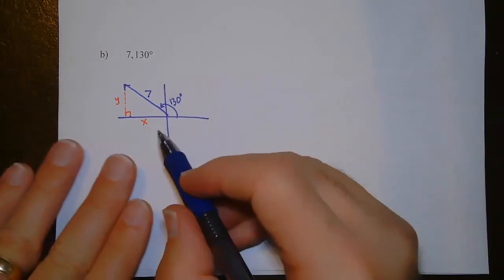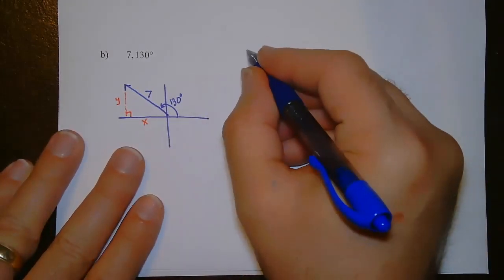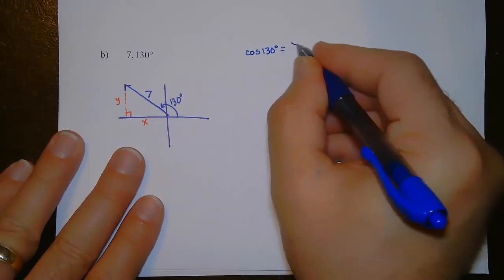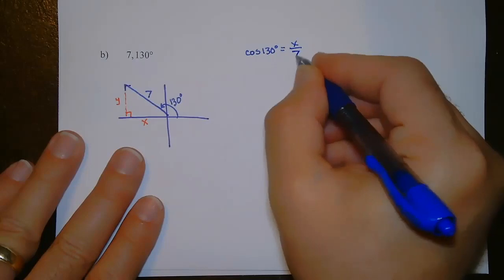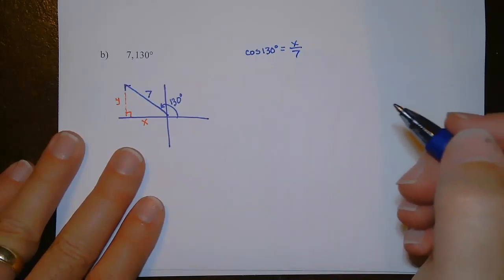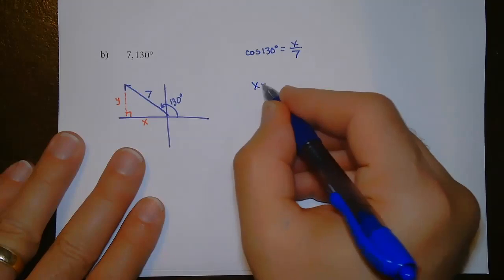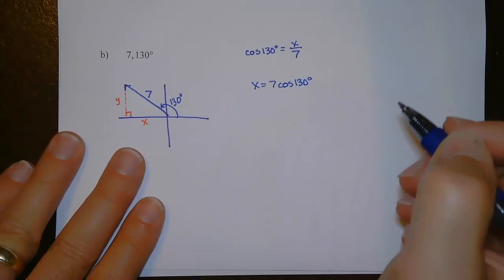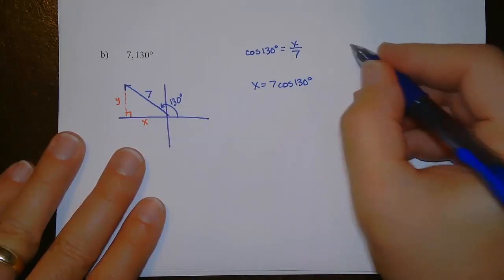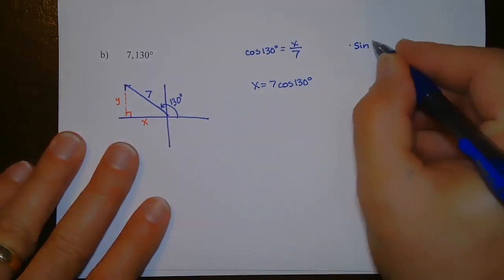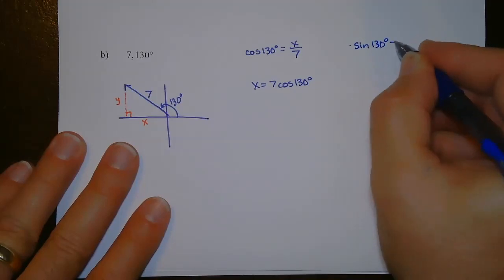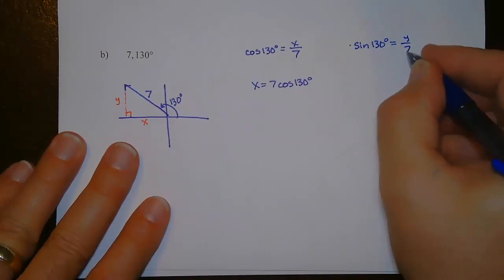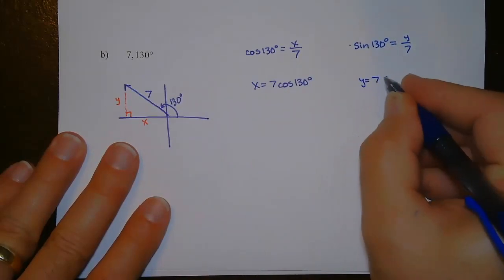So how can I get the X component? Well, I know that cosine of 130 degrees has to equal your X coordinate over your radius or hypotenuse. So 7. That would mean X is equal to 7 cosine of 130 degrees. The Y we could get by taking sine of 130 degrees, because sine of 130 degrees is defined as this Y over the R. So Y over 7. So Y would have to equal 7 sine of 130 degrees.